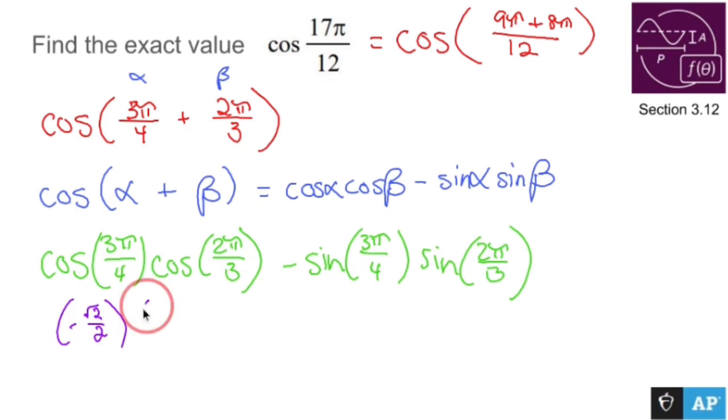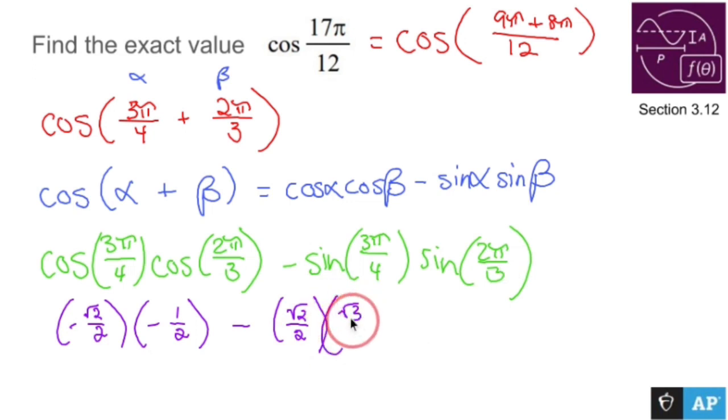Cosine 2 pi over 3 is negative a half. Minus sine of 3 pi over 4 is regular root 2 over 2. Sine 2 pi over 3 is regular root 3 over 2. Negative times a negative is a positive. Root 2 times 1 is root 2 over 4 minus root 2 times root 3 is root 6, and 2 times 2 is regular 4.